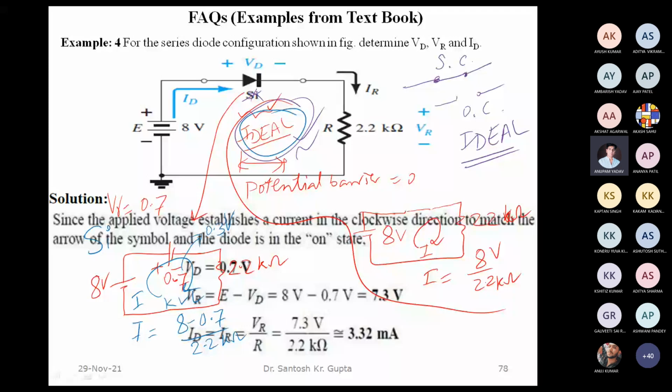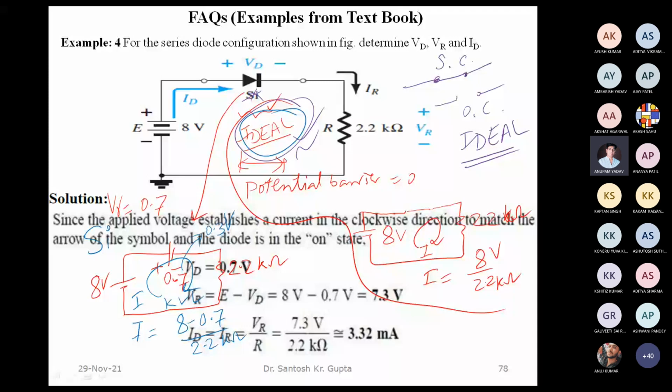That is the question from my side to you. Should they be the same, or should they have different values? Sir, what is the meaning of ID and IR? Okay, they are just symbols. Some current is flowing. They have no meaning at all. You can write I1, I2, whatever you wish. You can write anything.